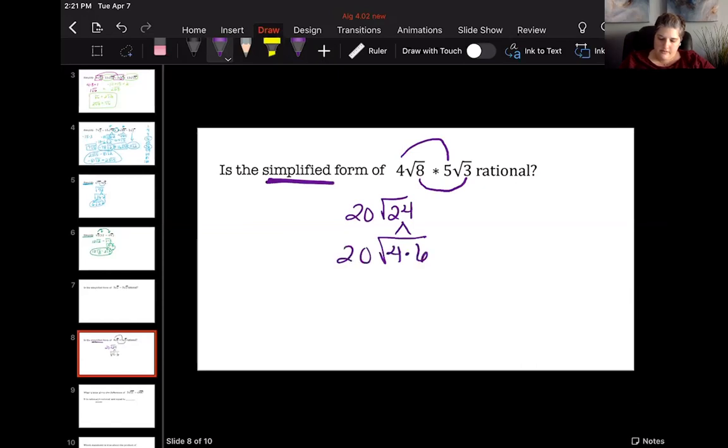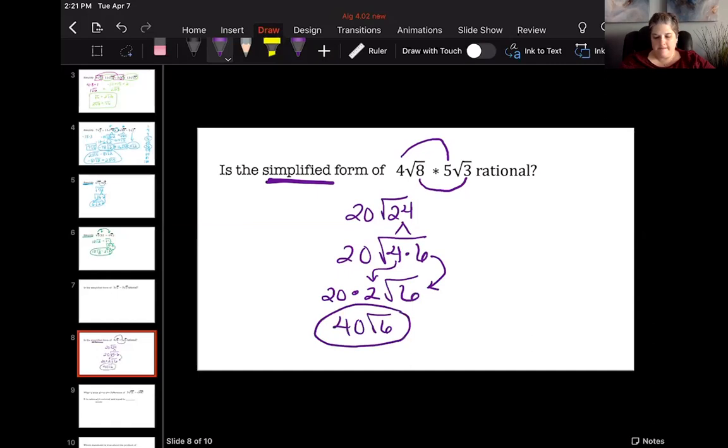And then 20 is already in the front. So when you take the square root of 4, that goes out to the front as a 2. The 20 is already in front, so you multiply that 2 with the 20, and 6 is going to stay underneath. So now you have 20 times 2, which is 40, and square root of 6 would be your answer. 40 square root of 6.